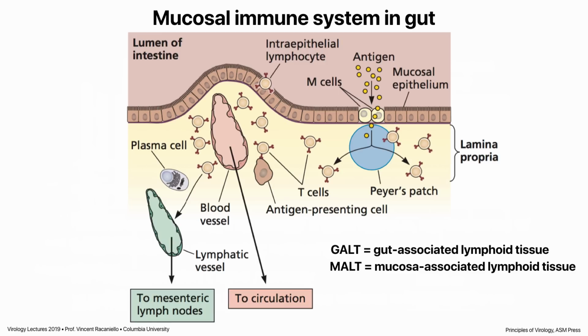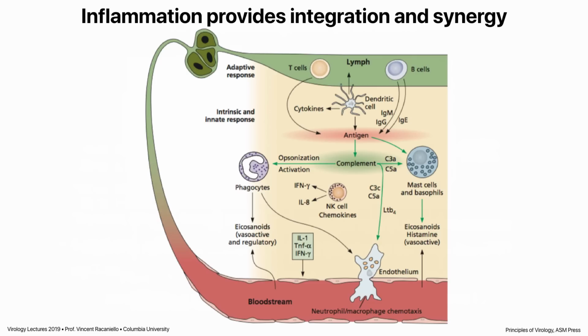And we also mentioned a while ago these M cells, which are interspersed among the epithelium. These are very good at transcytosing antigen from the gut lumen. That antigen can be sampled by dendritic cells to see if it's foreign or not, and it would include viruses. Of course, this is called the gut-associated lymphoid tissue or mucosa-associated lymphoid tissue.